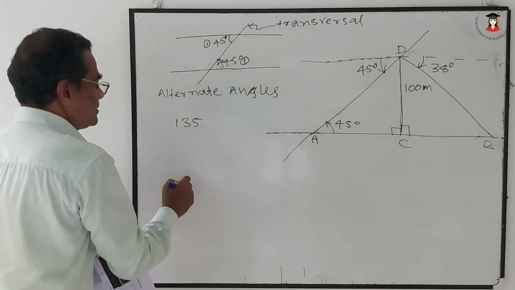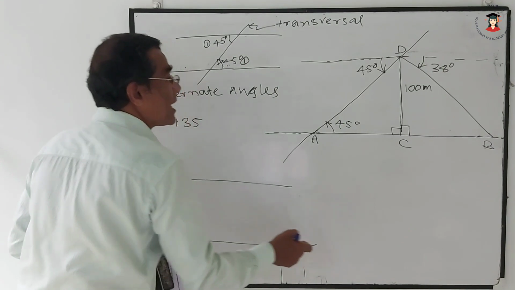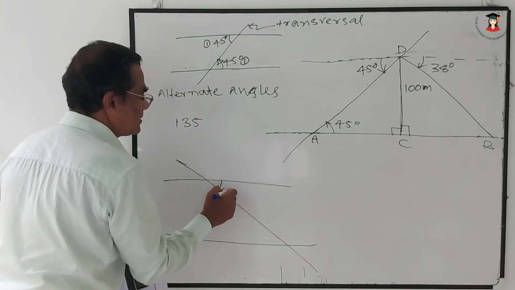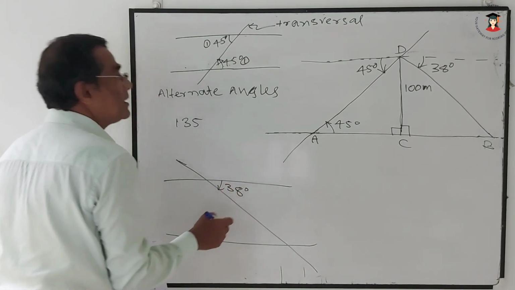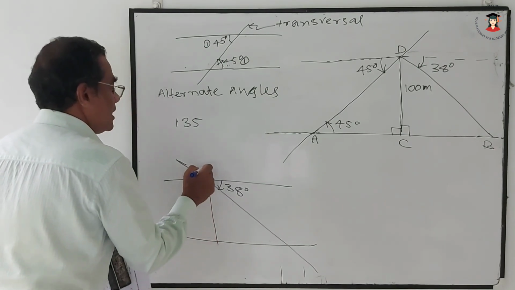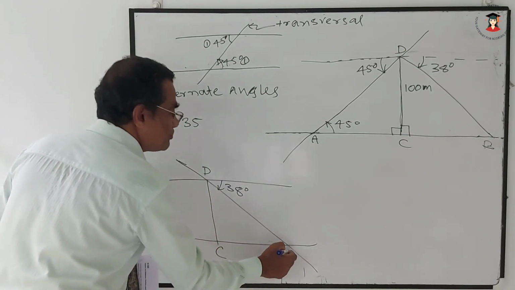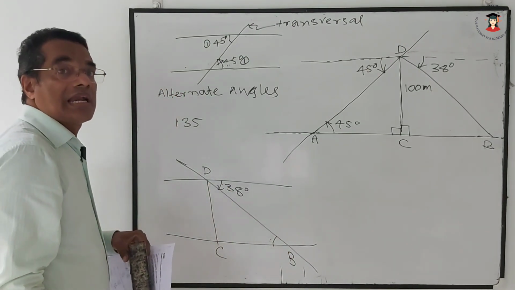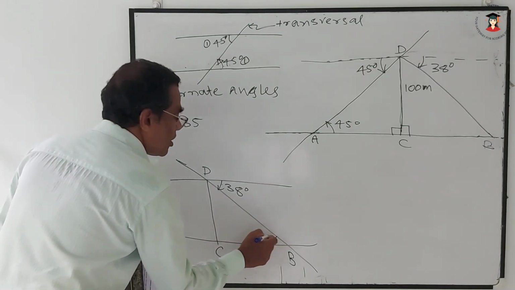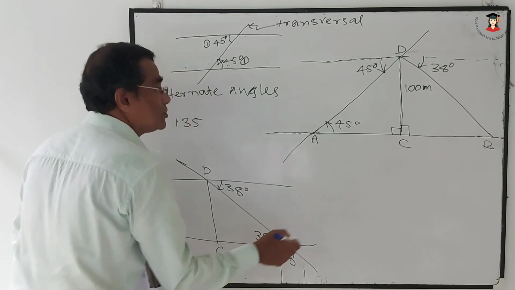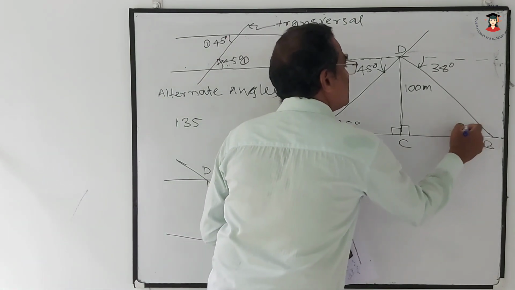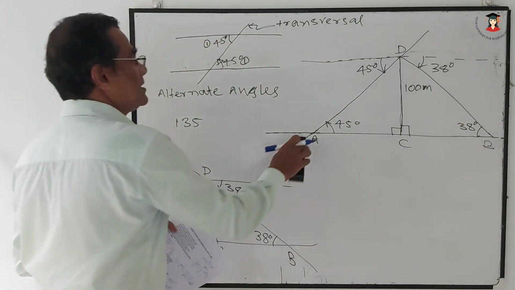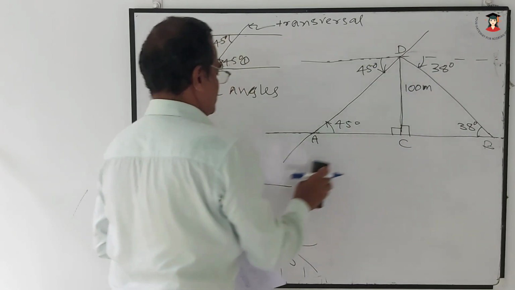In the same way, there are two parallel lines and there is a transversal, and you are given this angle as 38 degree. Here comes B and this is C. So this angle and this angle are again alternate angles. So it is again 38 degree here. So here we can write it as 38 degree. Now here we have two triangles. One is ACD and the other is DCB.